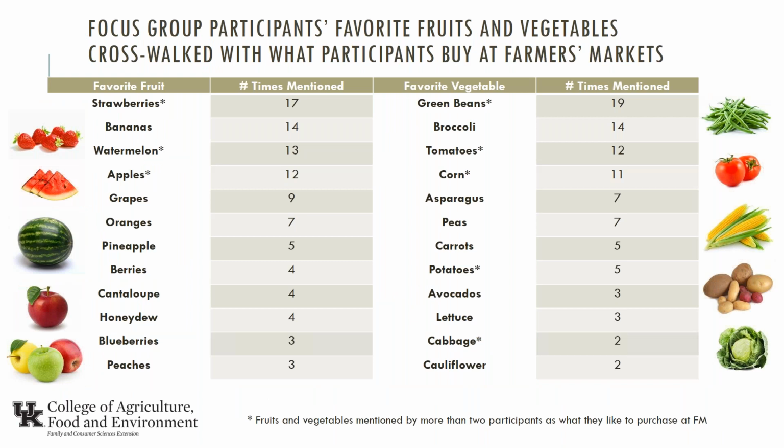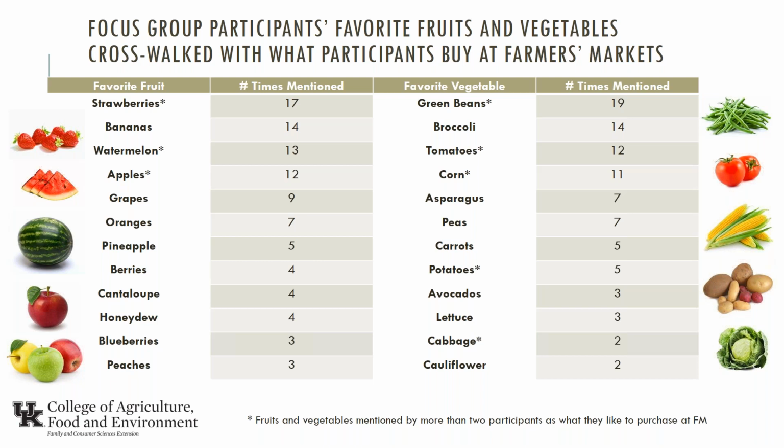So we asked our focus group participants what their favorite fruits and vegetables were, and then we asked them what they like to buy at the farmer's market. The things that are their favorites are listed in descending order, and the things that they said they like to buy at the farmer's market have asterisks by them. So their favorite fruits were strawberries, bananas, watermelon, apples, and so on. And four of those were mentioned as things that they like to buy at the farmer's market. Obviously, we don't have a lot of local bananas, so that kind of ruled that one out.